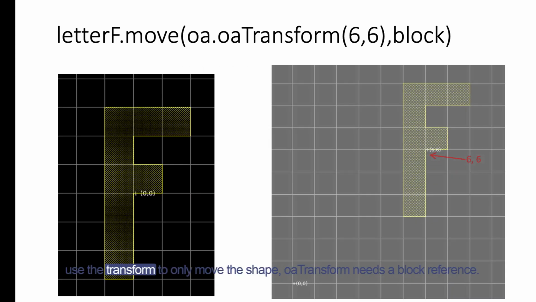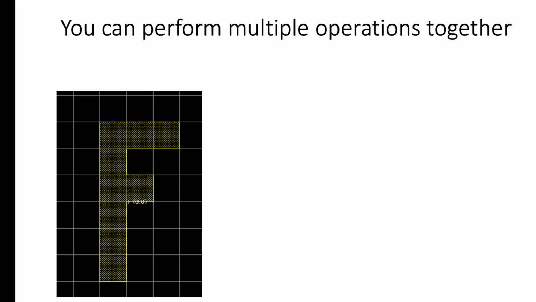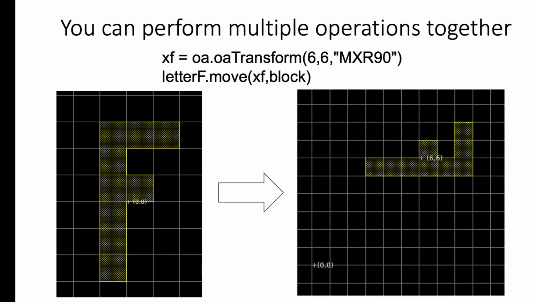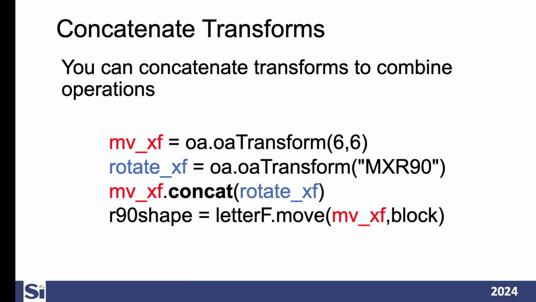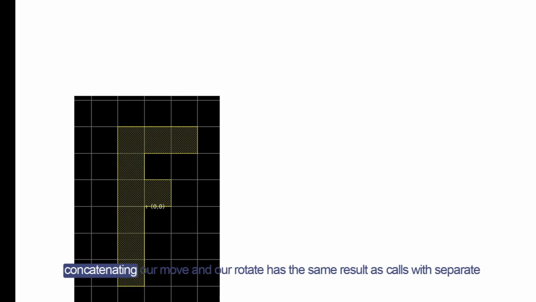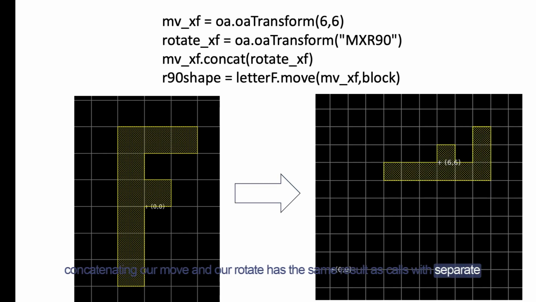If you use the transform to only move a shape, the oaTransform needs a block reference. We can combine, rotate, and move in the same transform. We can concatenate transforms. Concatenating our move and our rotate has the same result as two calls with separate arguments.